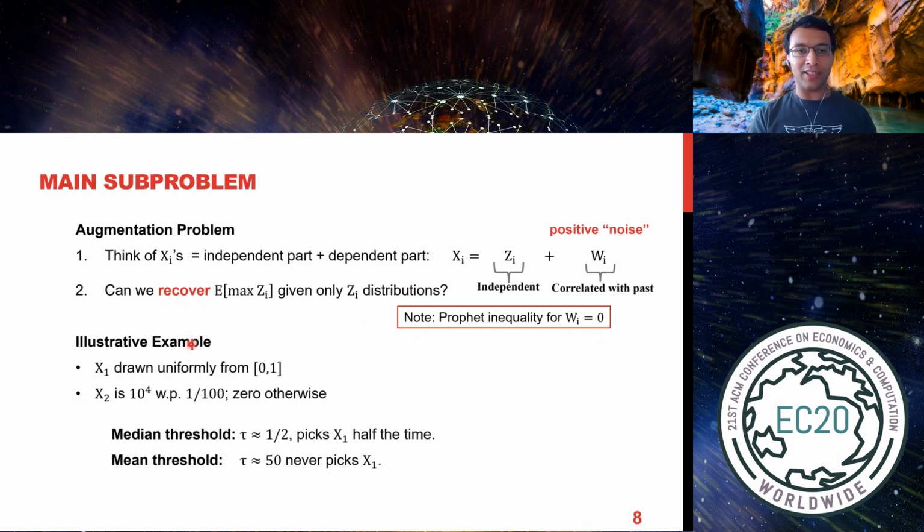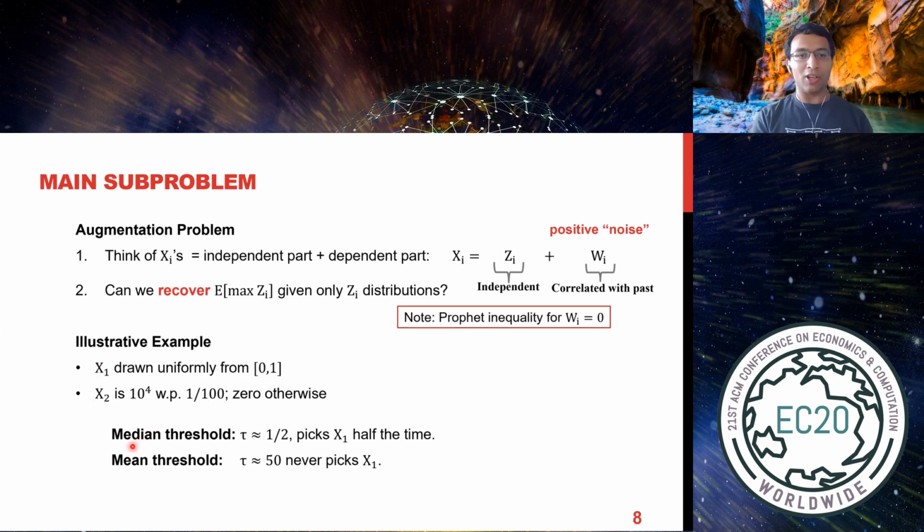Here's an illustrative example. Imagine you have just 2 random variables, where x1 is uniform between 0 and 1, and x2 takes a pretty large value with some small probability. In particular, the expectation of x2 is very large; in this case, say 100. The expectation of x1 is very small. So the max is pretty much the expectation of x2.